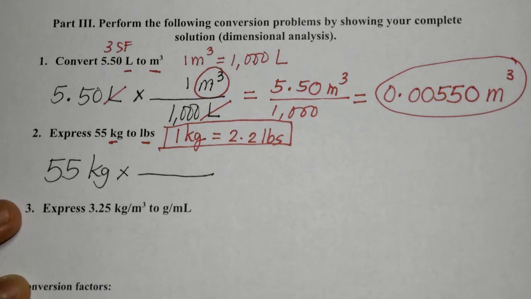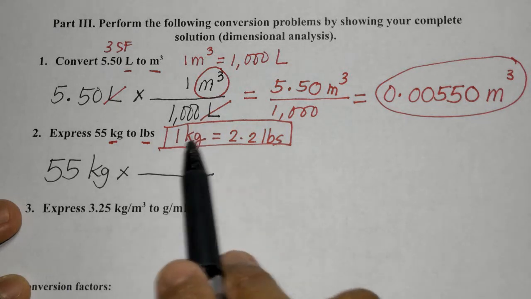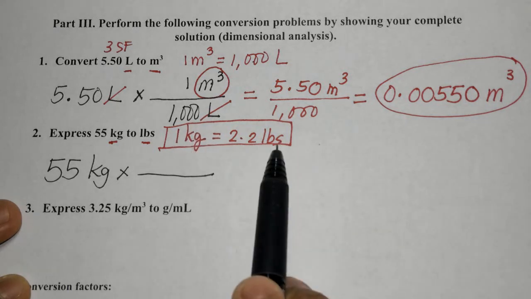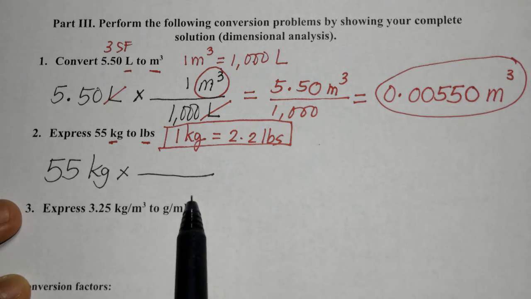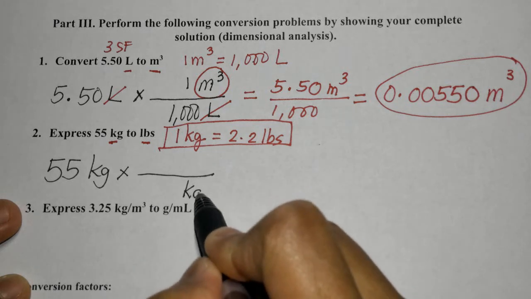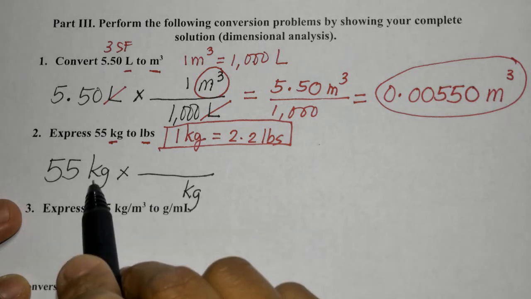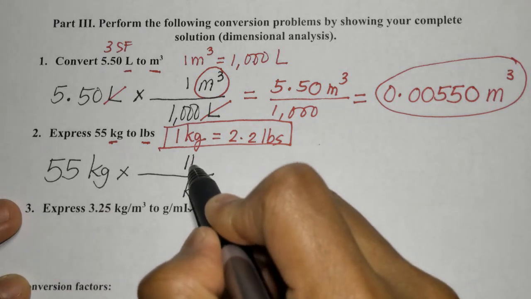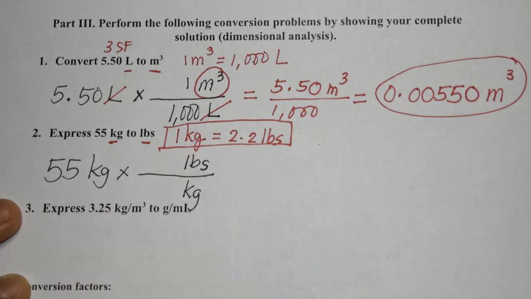Decide, what should we put on top and at the bottom? Look at our conversion factors. There's kilogram and pounds. What should we put at the bottom? Kilogram or pounds? Kilogram, because we want to cancel out the kilogram in the given. And of course, the pounds, the LBS, has to be on top.